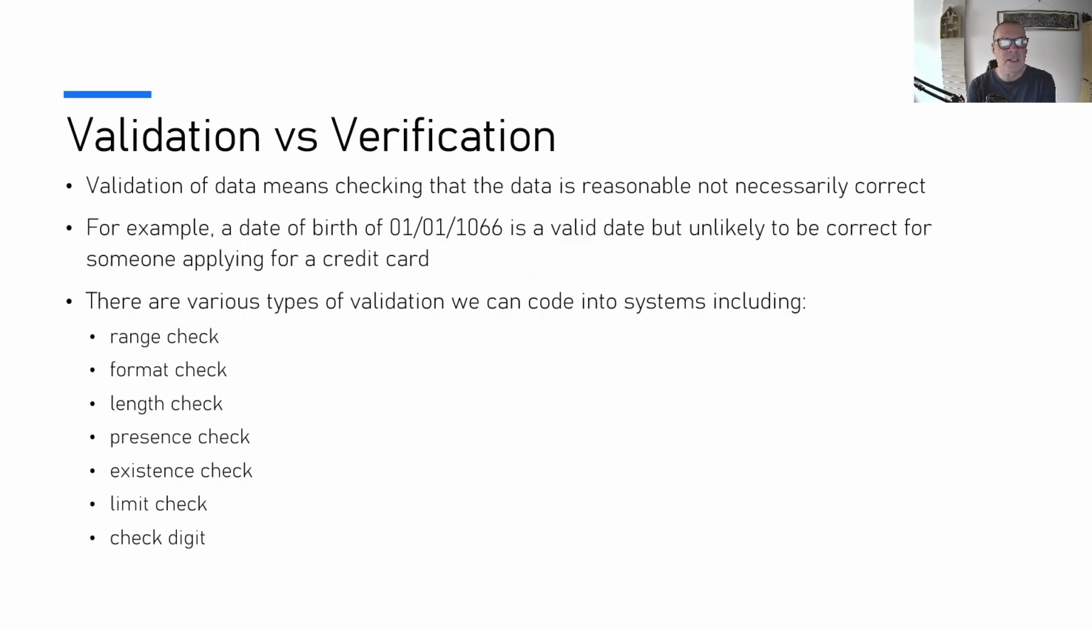Validation means checking the data is reasonable. It doesn't necessarily mean the data is going to be correct. For example, a date of birth of 01/01/1066 is a valid date, but unlikely to be correct if you're applying for a credit card now. There are a range of types of validation, and we can put these into our code in the systems. Things like range check, format check, length check, presence check, existence check, limit check, and a check digit. So all kinds of validation we can do.